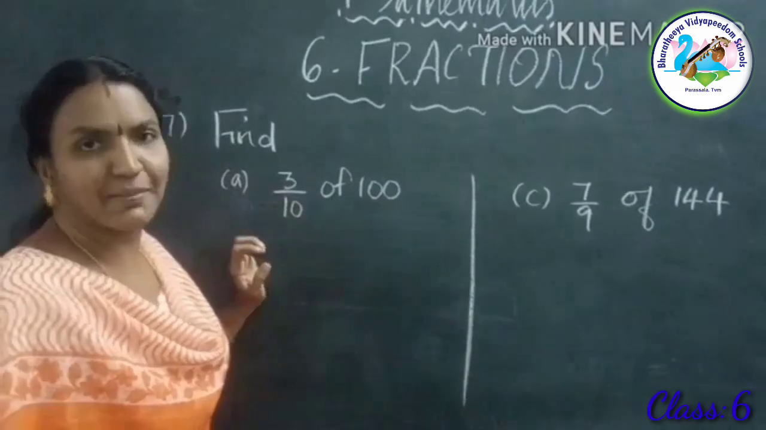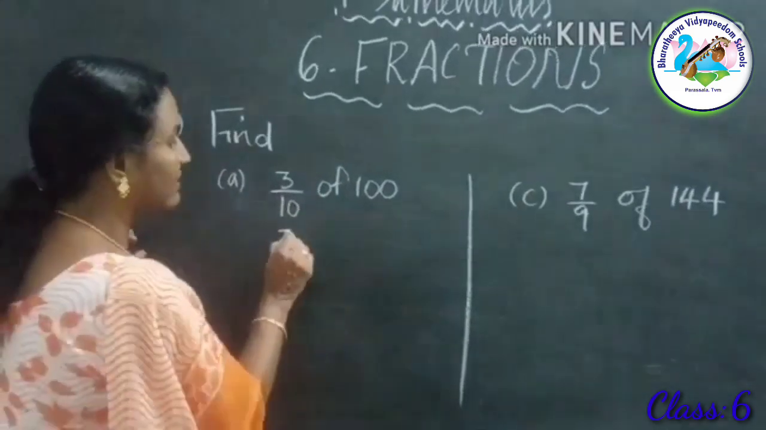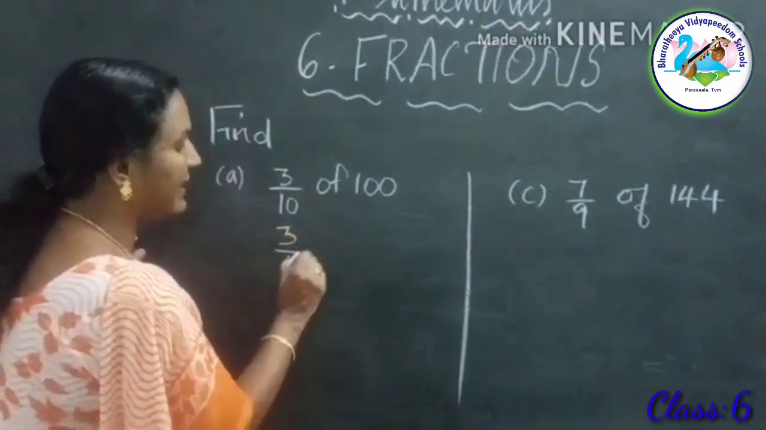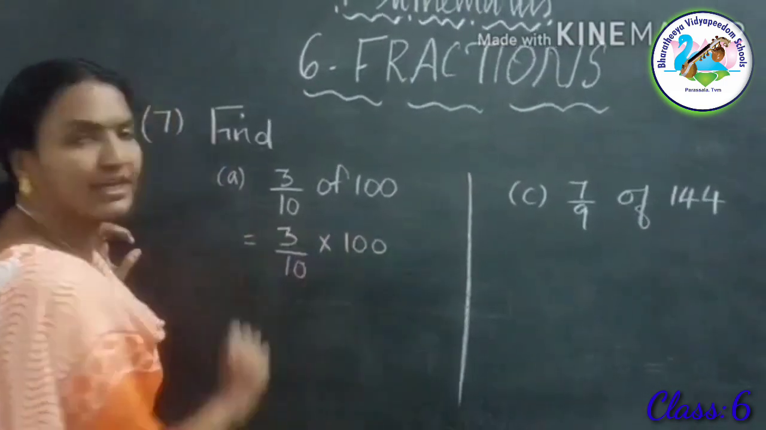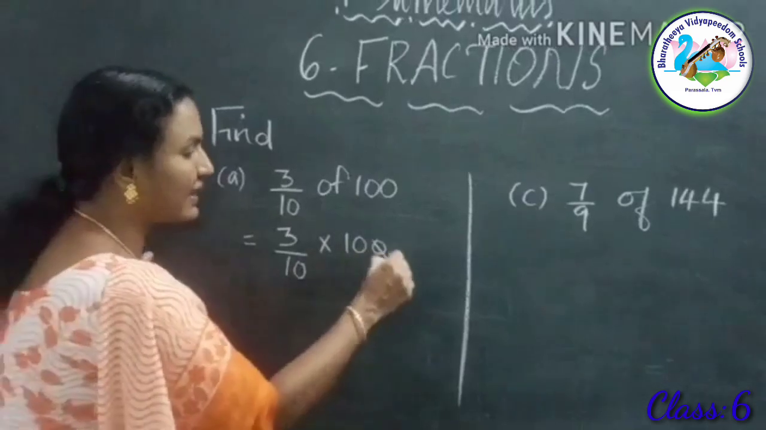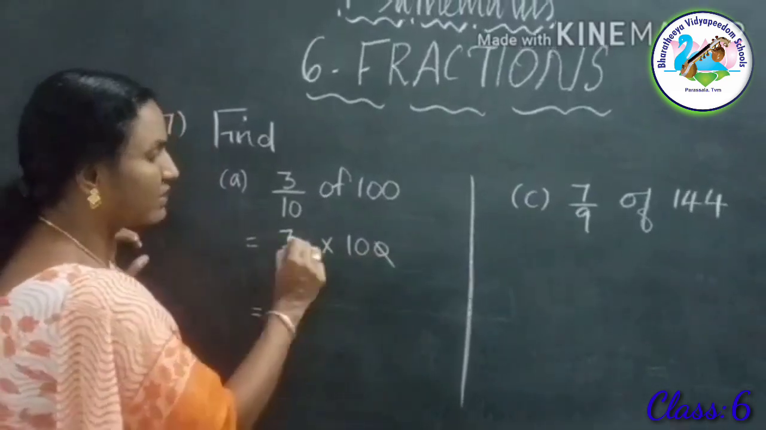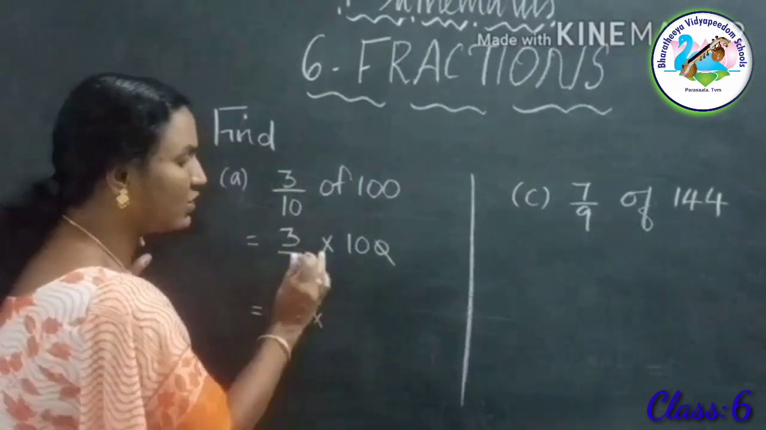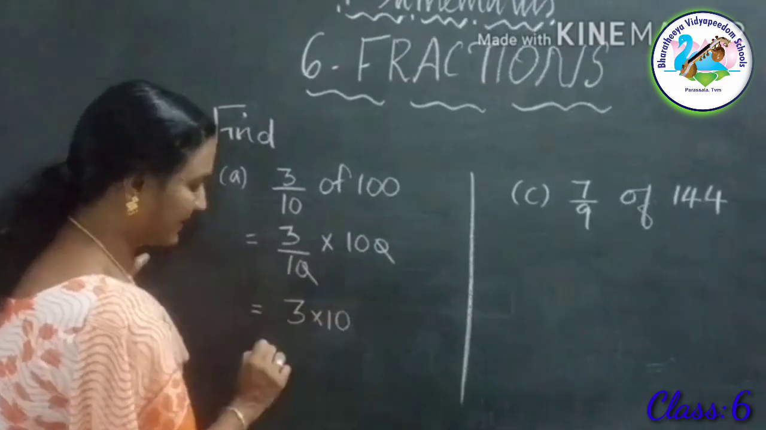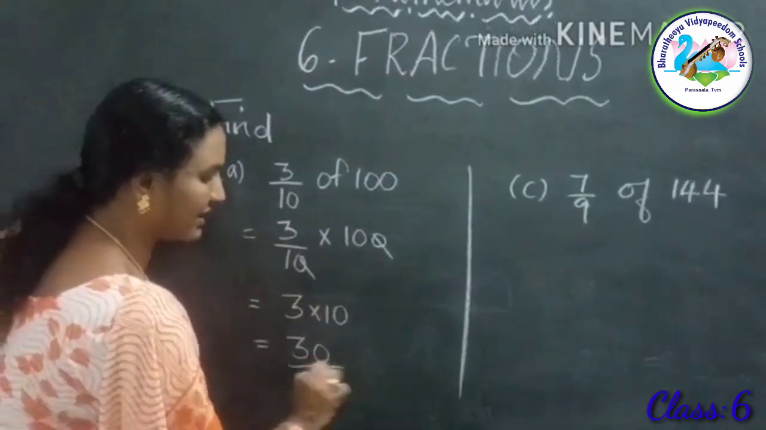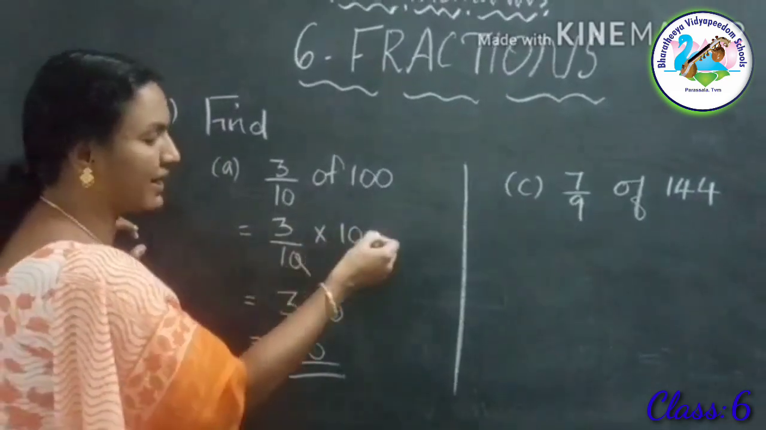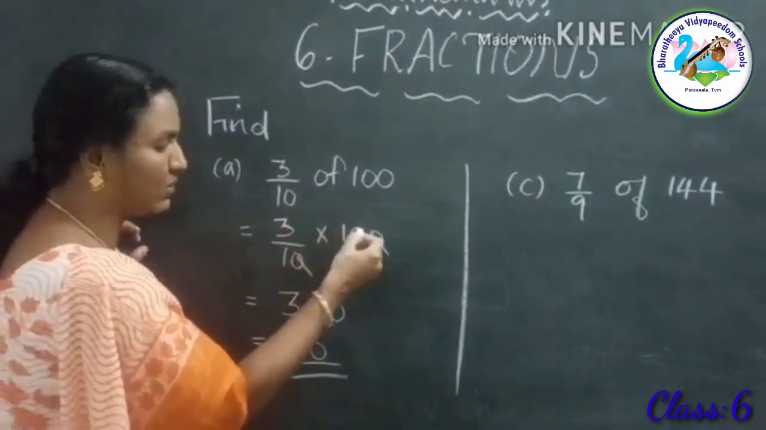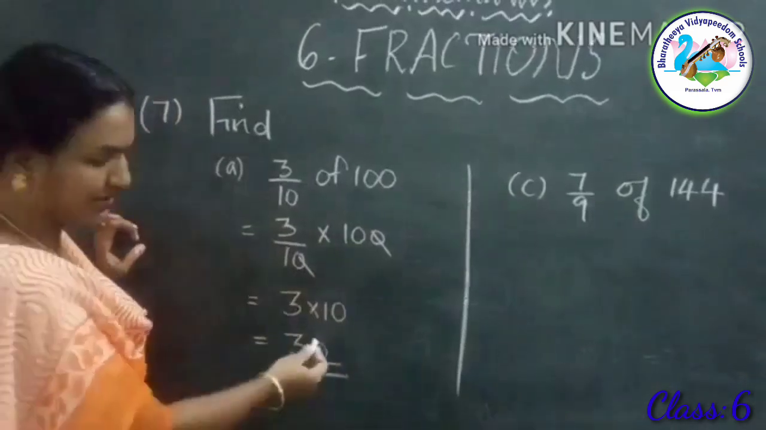Of means multiplication, multiply. Okay. So 3/10 into 100 is equal to 3/10 into 100. Cancelling 0 and 0. So the numerator 3 into 10 is equal to 30.